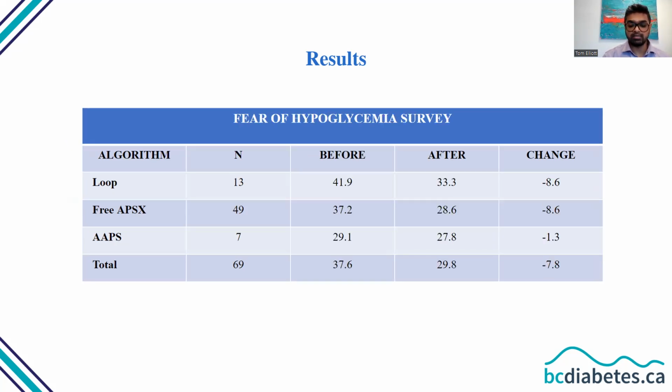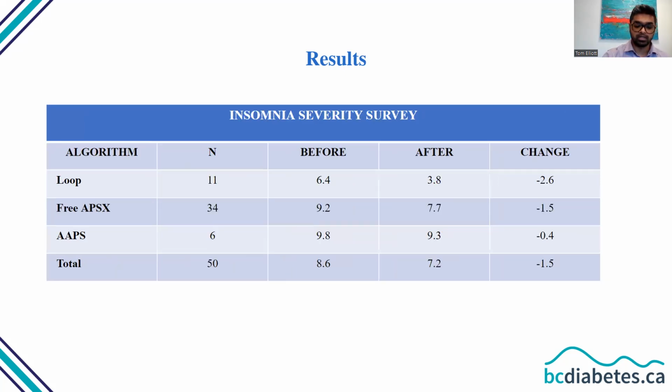For fear of hypoglycemia, low values are those under 54. The average pre-Loop score was low at 37.6 and fell further to 29.8 on Loop. Similar results were shown for all 3 individual apps. The Insomnia Severity Index defines absence of insomnia at scores of 0 to 7, subthreshold insomnia from 8 to 14. The average pre-Loop insomnia score was in the subthreshold range at 8.6 and fell to 7.2 on Loop.